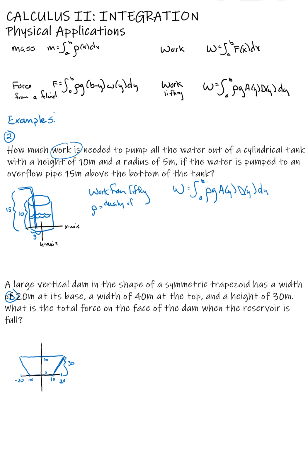and this is for water. We should know that one. The density of water is 1,000 kilograms per meter cubed, there we go. G is gravity, acceleration due to gravity, which is 9.8 meters per second squared.